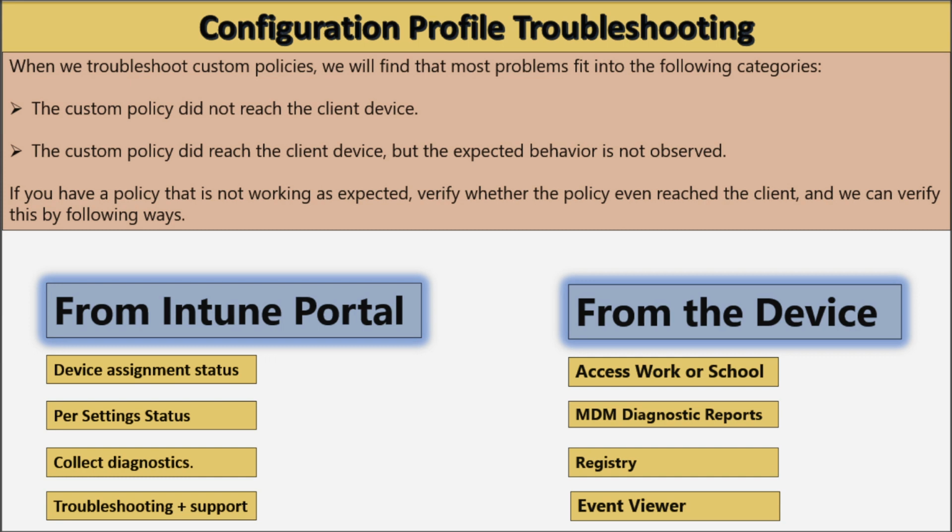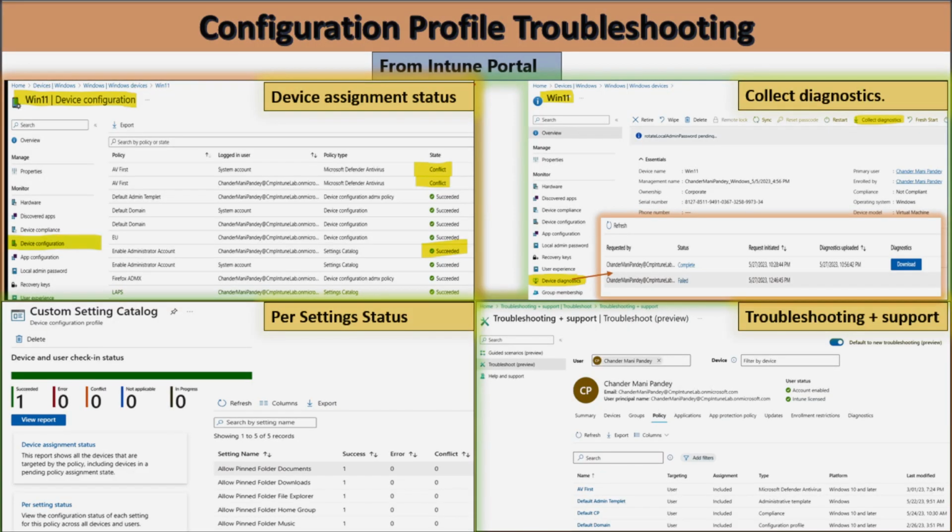And from the device end, we can check under the Access work or school setting that the policy has reached the device. We can export the MDM diagnostic reports and see whether the registries or the settings are changed or not. We can also use the registry and Event Viewer from the device end to verify whether the policy is configured properly or not. Now let's quickly see how we can troubleshoot the configuration profile related issue from the Intune portal.